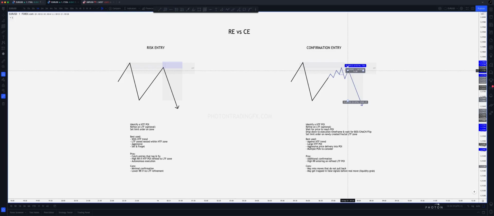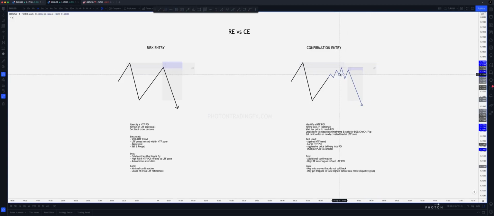And you'd set your limit order on that newly created fractal lower time frame zone, and then you've got a bit more confirmation that this high time frame zone is going to hold. So if you were going to use both types of entries, confirmation and risk, this would be better to use if you're trading counter trend, because obviously there's less probability, compared to pro trend trades, that this zone may hold.